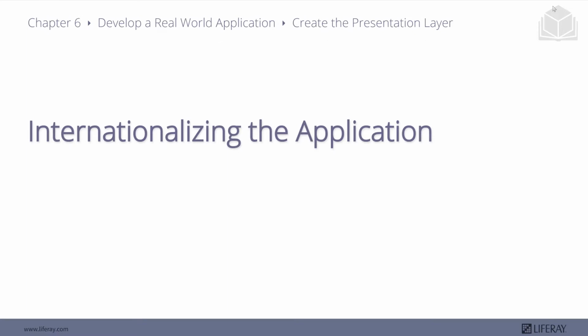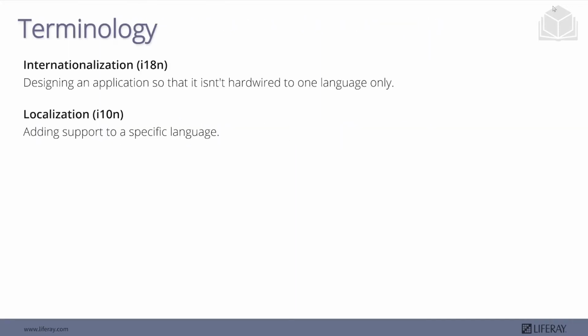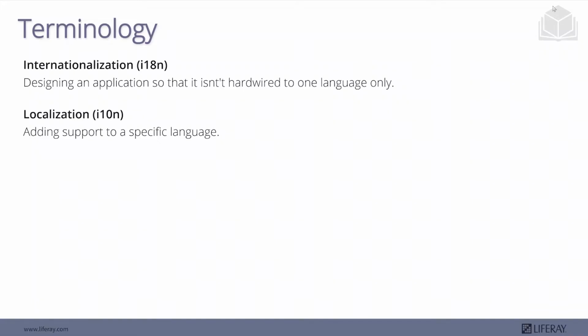Let's start off. We're going to be talking about internationalizing our application. That's a mouthful there. So 2 terms we want to define here. We have internationalization. The idea here is creating our application in a way that's not hard-coded or hardwired to just one language. And then we have localization, the idea of adding support to various applications.